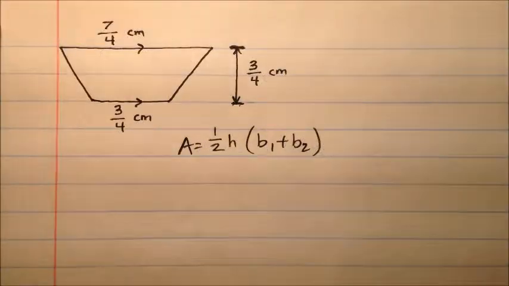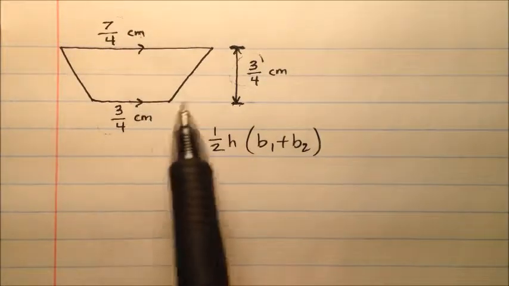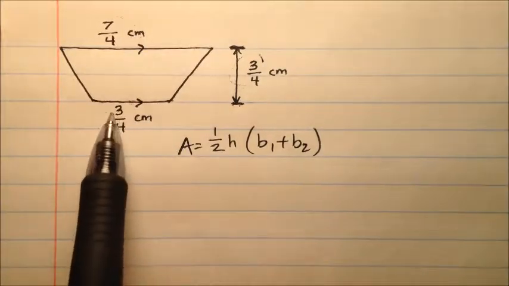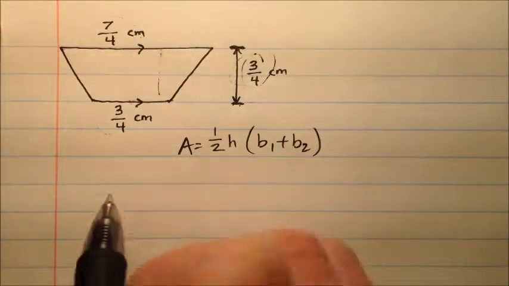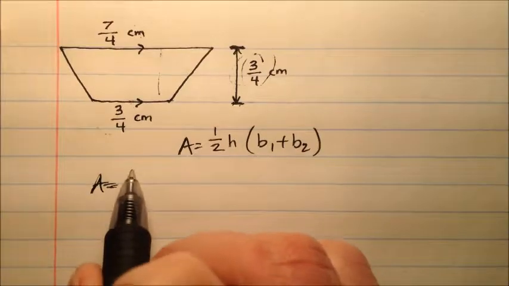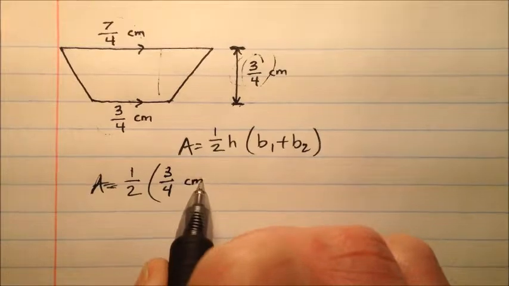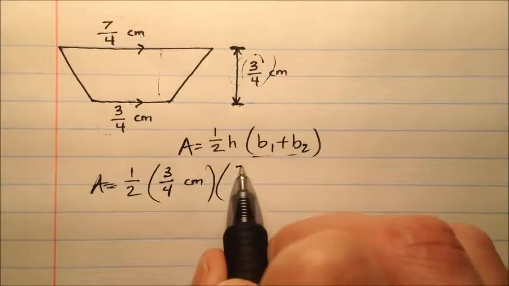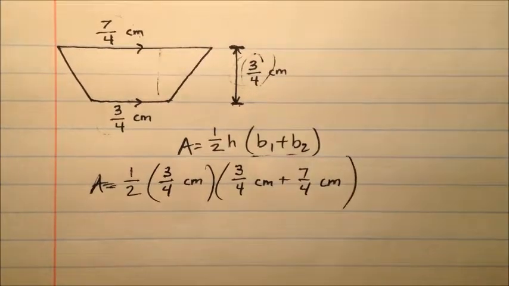In this last example, we're going to find the area, once again, of a trapezoid, but this time we're going to have fractions. Okay, so they're all centimeters, so that's nice. And our two parallel sides are these two, so these will be our bases. And the height is going to be the distance between these two parallel sides, which will be 3/4 of a centimeter. So area equals, let's go ahead and put our values in. 1/2 the height, and the height is 3/4 of a centimeter. And then base 1 plus base 2, we're just going to add up these. So 3/4 of a centimeter plus 7/4 centimeters.